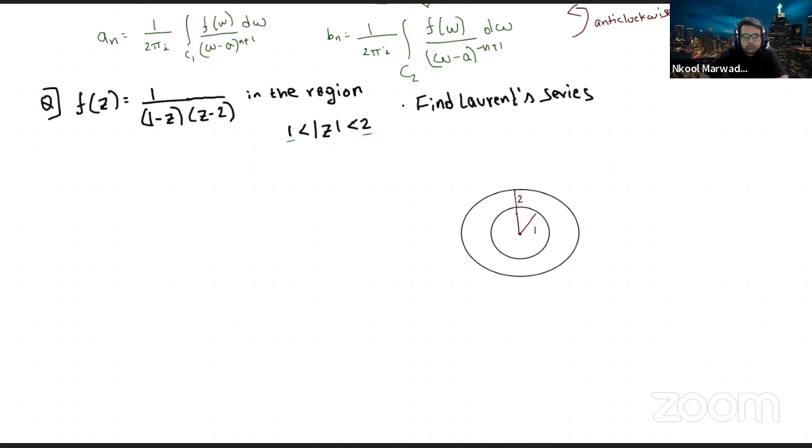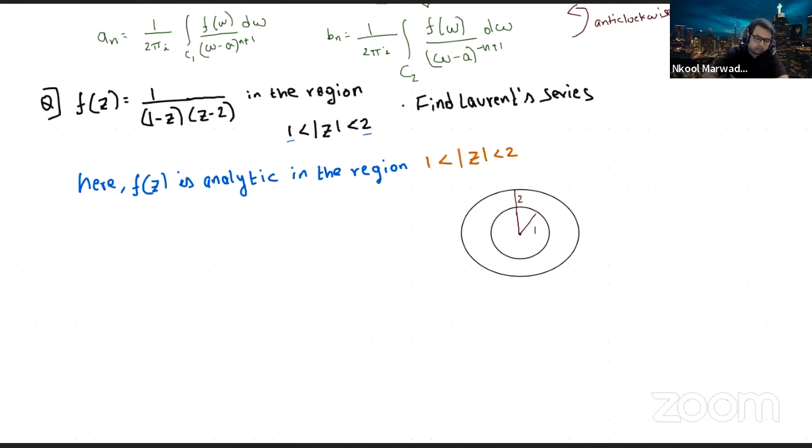So here f of z is analytic in the given region, or in the region 1 < |z| < 2. Now let us apply the Laurent formula.